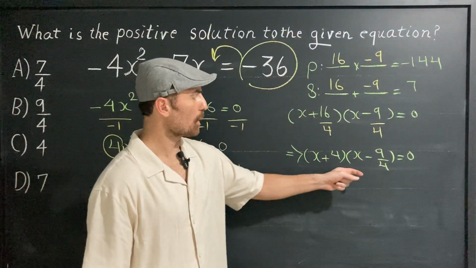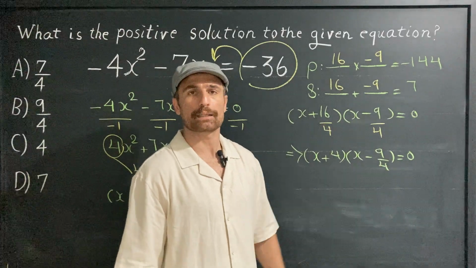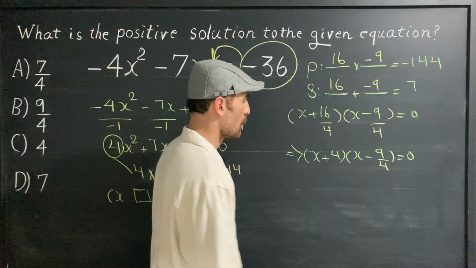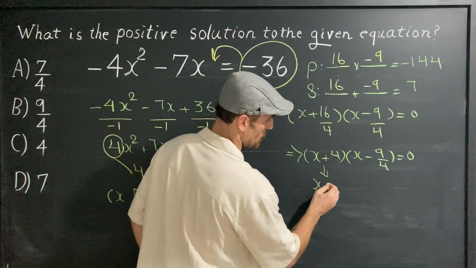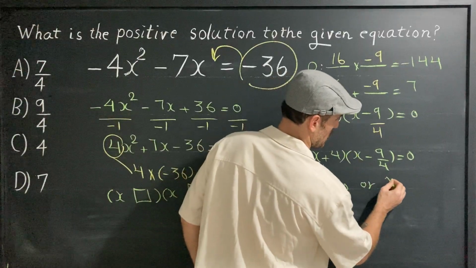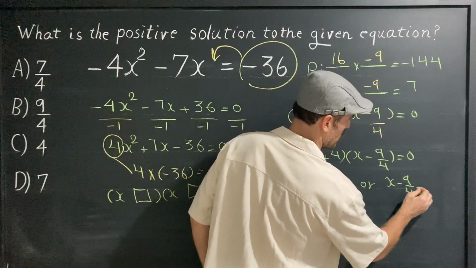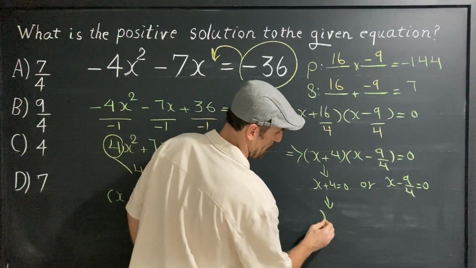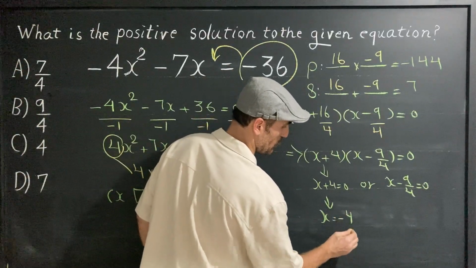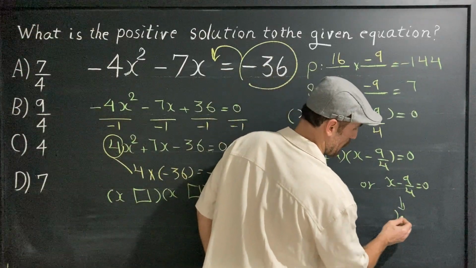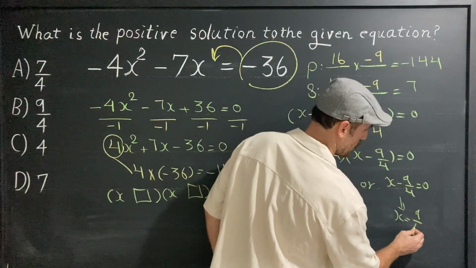Remember, if the product of two numbers is 0, at least one of them must be 0. So I set them equal to 0. First one, x plus 4 equals 0, or this one, x minus 9 over 4 equals 0. When x plus 4 equals 0, x is negative 4. When x minus 9 over 4 equals 0, x is 9 over 4.